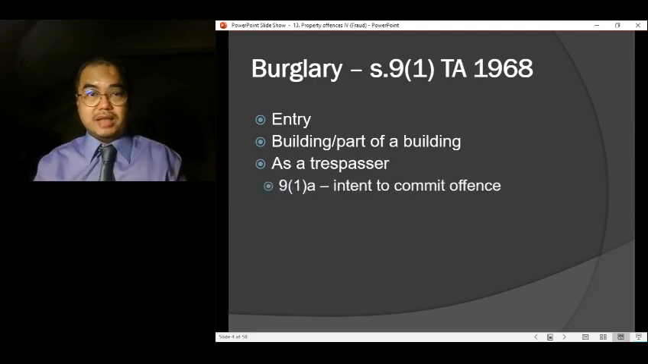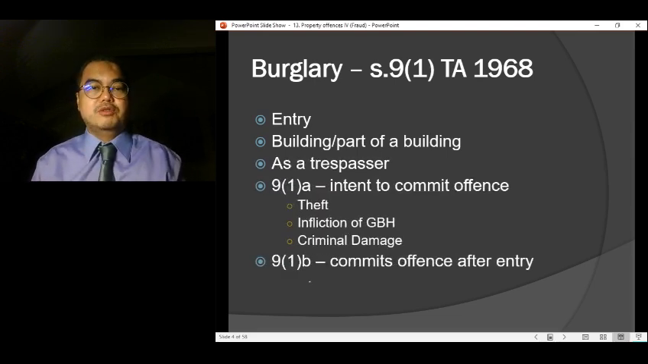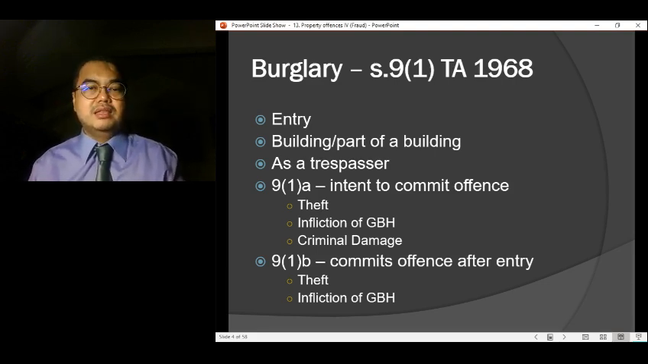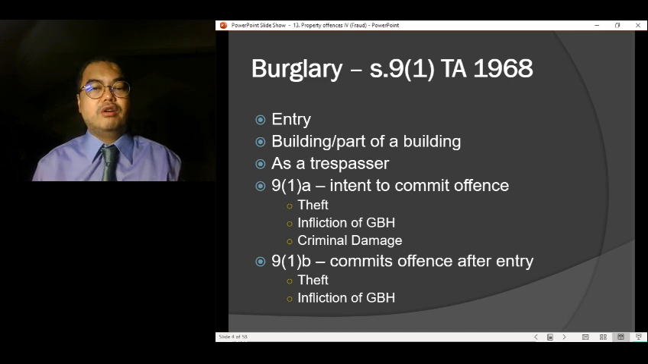Then we move on to section 9 of the Theft Act, where we talked about burglary, where a person who enters into a building or part of a building as a trespasser, either with the intention to commit theft, infliction of GBH or criminal damage, or upon entry as a trespasser commits the offense of theft or the infliction of GBH. So today we are going to move on to the offense of fraud.